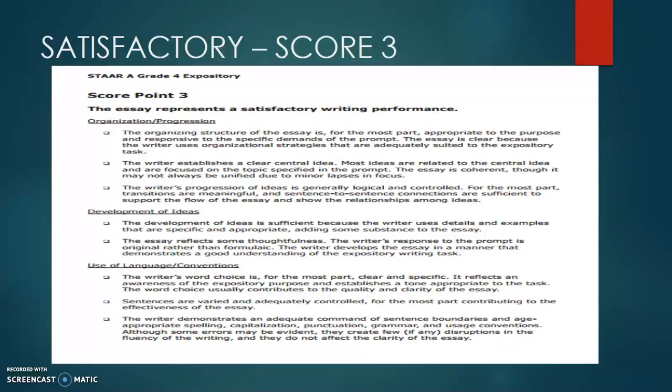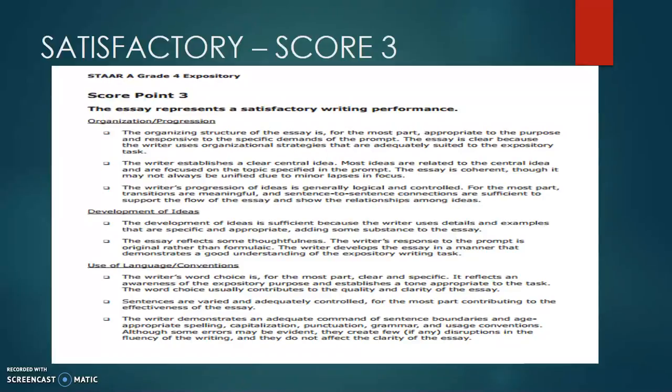It reflects an awareness of the expository purpose and establishes a tone appropriate to the task. And your word choice usually contributes, that means adds to the quality and the clarity, the clearness of the essay. So be careful on your choice of words.